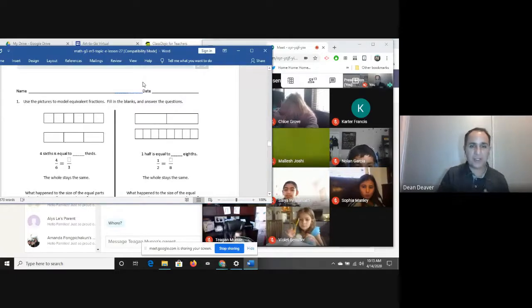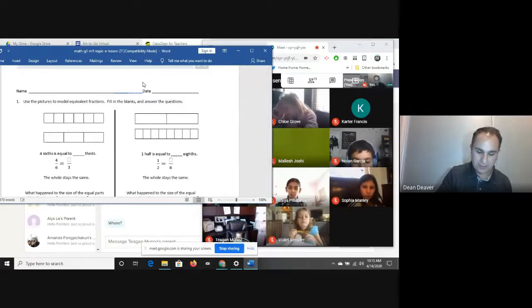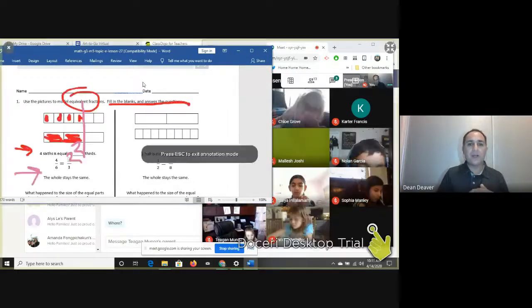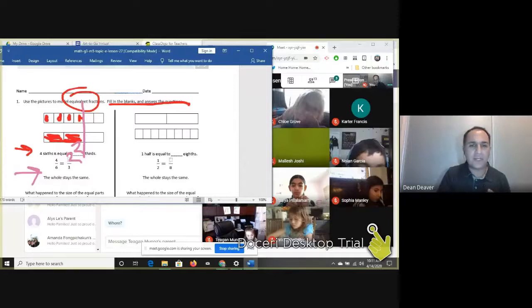All right, let's go to the second one here. I'm going to come back to our picture. It says 1/2 is equal to how many 8s? So I need to shade in 1/2, and then find out how many 8s it is. If I go down here and shade in this one, and this one, and this one, and this one, then 1/2 is equal to 4/8. And we fill it in here as well. Again, the whole stays the same, right? That's pretty easy. We've done stuff like this before.